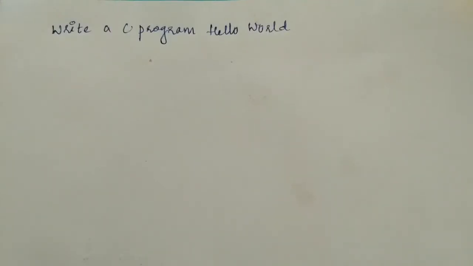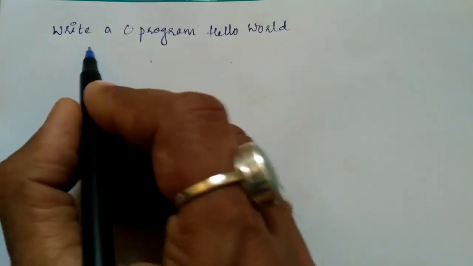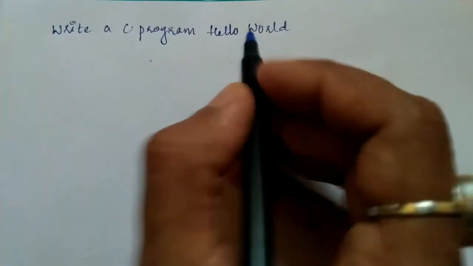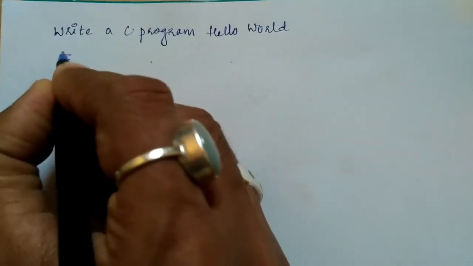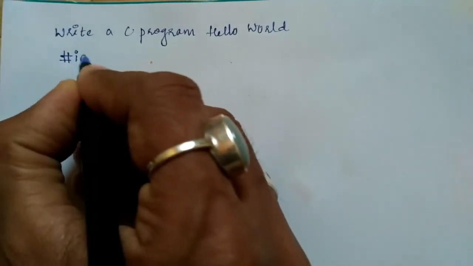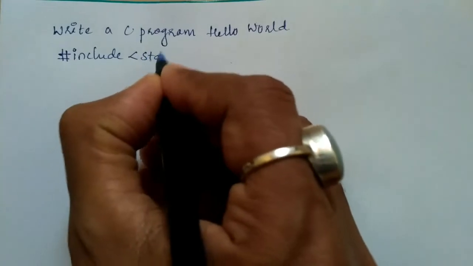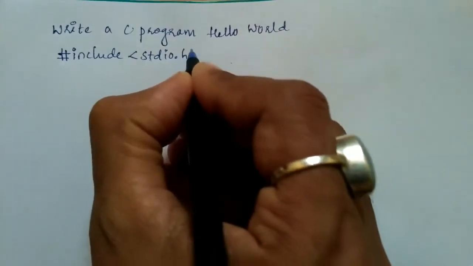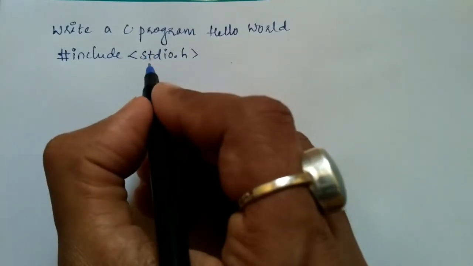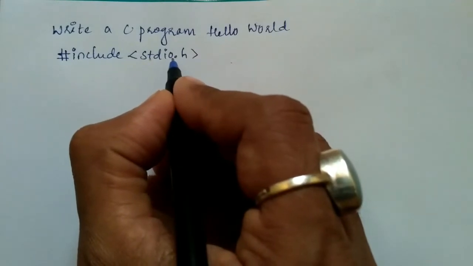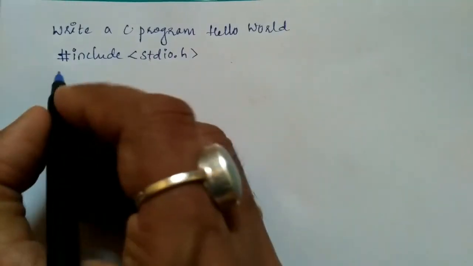My name is Hanumant Latwa and in this video we are going to write a C program, Hello World. Let us begin with a preprocessor directive, hash include. In angular braces we are going to write stdio.h. So this is a header file called standard input output.h.